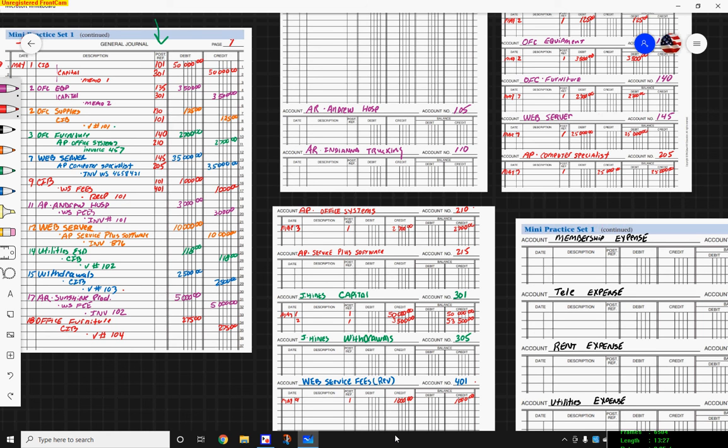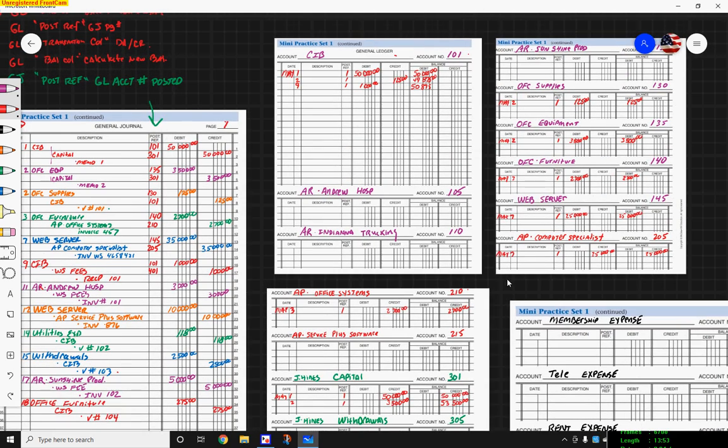Last but not least for this video, we have on the 11th, AP Anderson Hospital, $3,000. So we must have provided work for them. So $3,000 for accounts payable. Accounts payable, where are you at? And that should be AR. So that's accounts receivable. We'll go to accounts receivable, Anderson Hospital. And that's going to be right here.